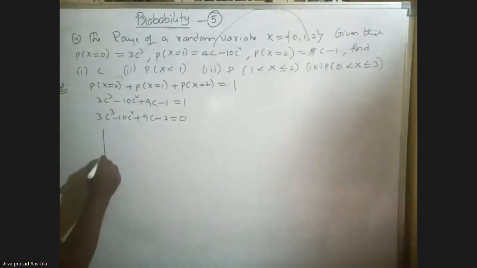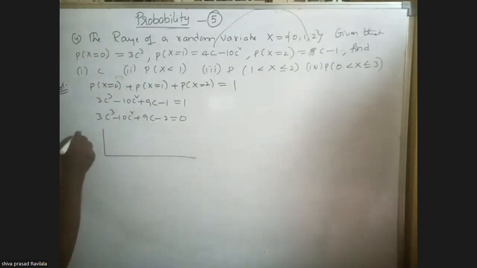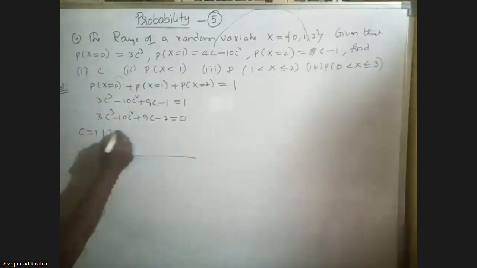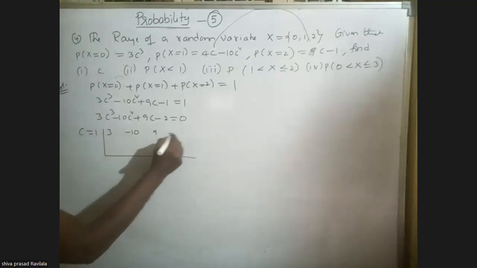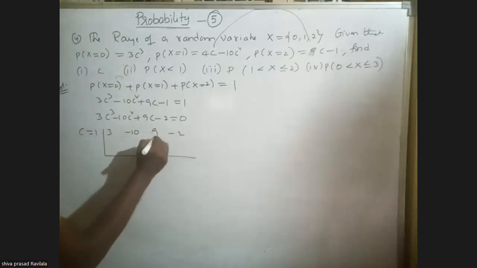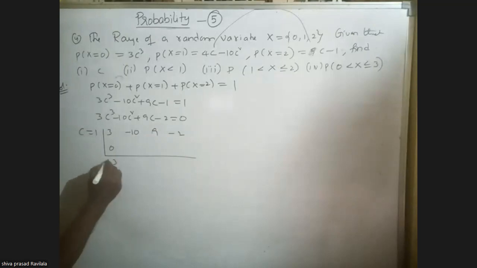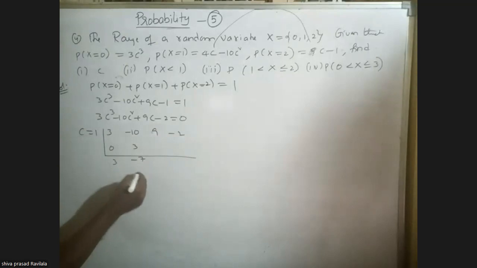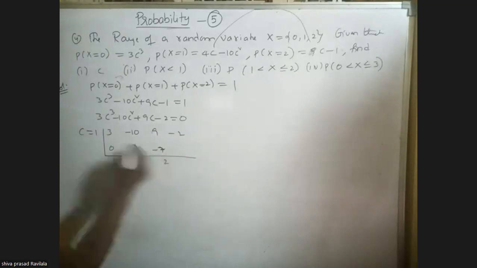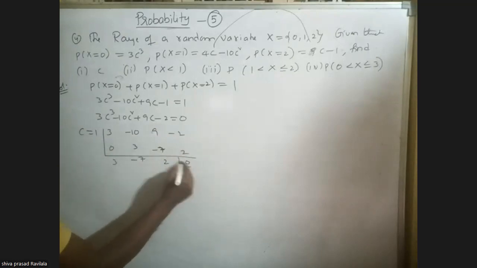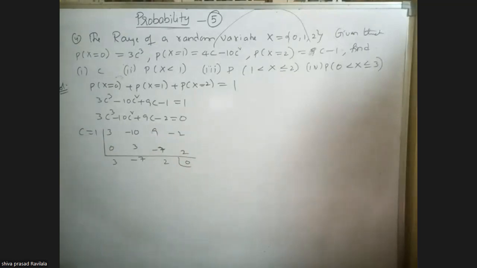Okay, you convert that cubic equation to a quadratic. I am taking C is equal to 1. So you know the order. First one, the cube coefficient 3, then minus 3, and next minus 10, and 9, minus 2. Okay, keep here 0 and 1. 1 times 3 is 3, minus 10 plus 3 is minus 7, and 1 times minus 7, here 9 minus 7 is 2, and here 1 into 2 plus 2, remainder 0. Therefore C is equal to 1 is a root of this equation.